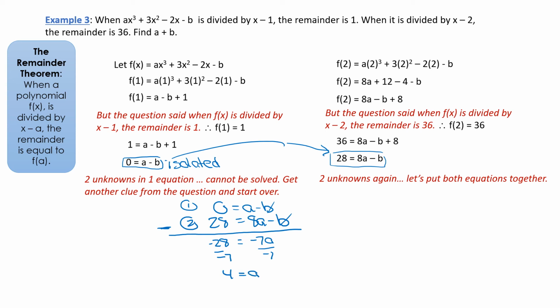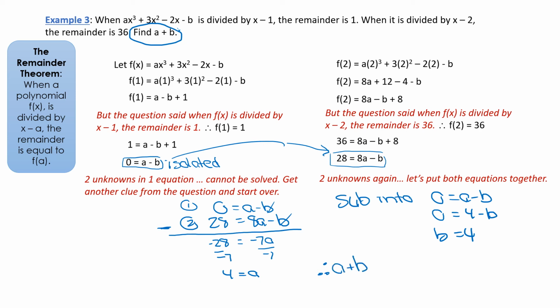Remember the original question, look up to the top here. The original question said find a plus b. So I now know a is 4. I have to find b. To find b, you can sub into either one of the equations, whatever one you like better. Probably the easiest one is the first one we got, which is 0 equals a minus b. 0 equals our a is a 4. Bring the b over. B equals 4. So they happen to equal the same thing. A is 4, B is 4, therefore the question actually said what's A plus B? A plus B equals 4 plus 4, 8.